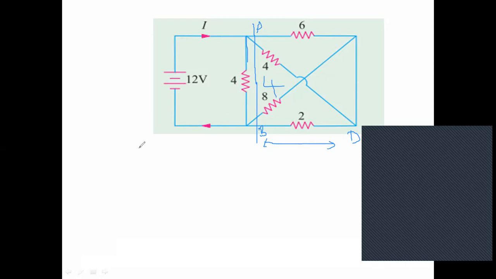Then find out the I. I is equal to V by R. So V is equal to 12 volts divided by 2 ohms. That is 6 amperes of current. I is equal to 6 amperes. Like this we can solve the equations and obtain the current.